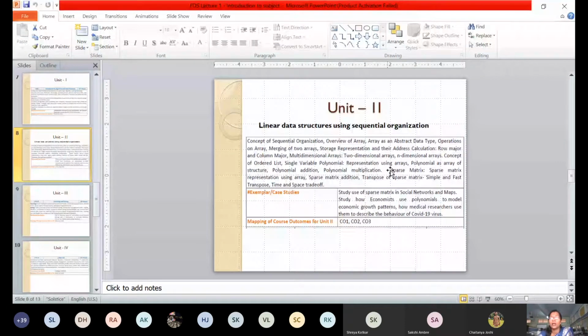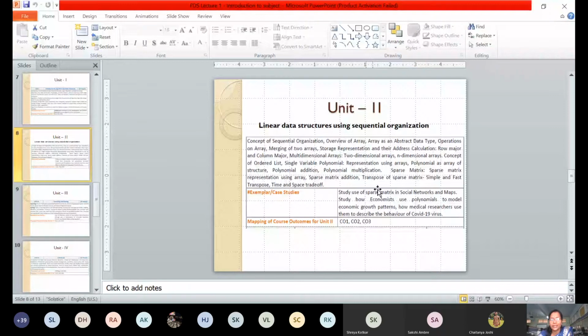You will also learn how a sparse matrix is represented using an array, and then you will also try to perform addition on the sparse matrix. You will try to find the transpose of the sparse matrix, and you will also try to find simple and fast transpose, and then the time and space complexity of each of these methods.